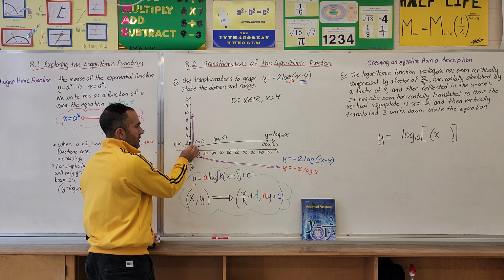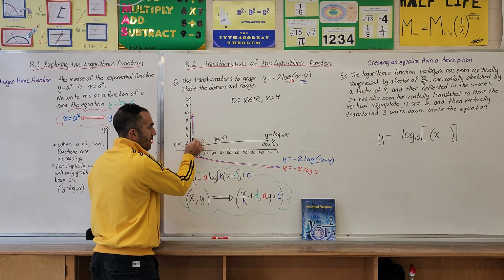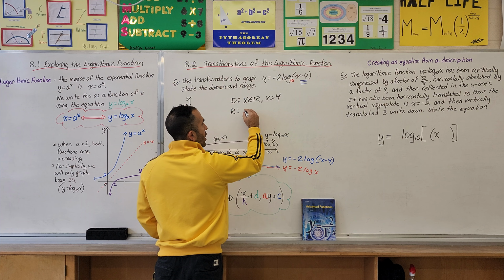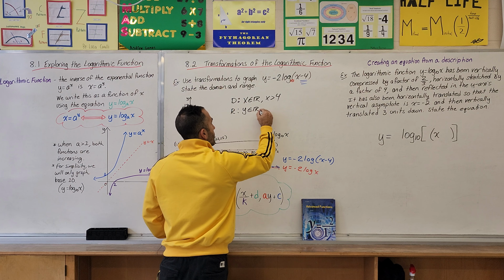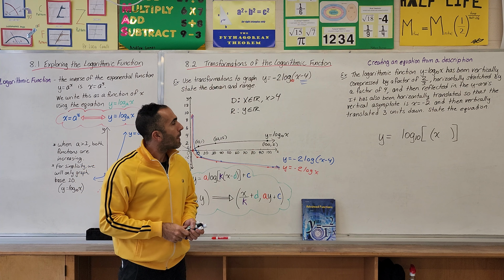Okay, so it was 0, my vertical asymptote, but I shifted 4 units to the right, and now it's at +4. And my range of every logarithmic function is just y ∈ R. It's the reverse of an exponential function.